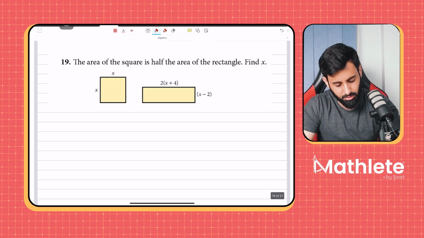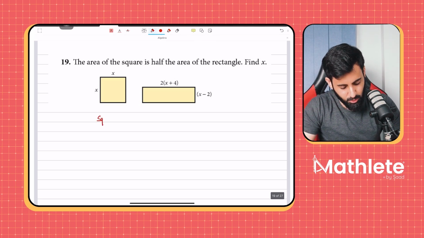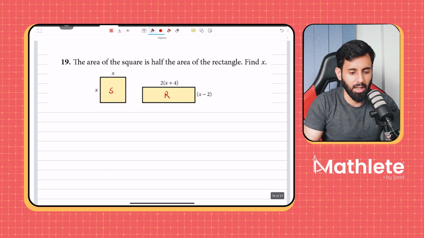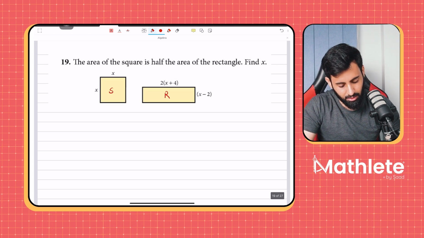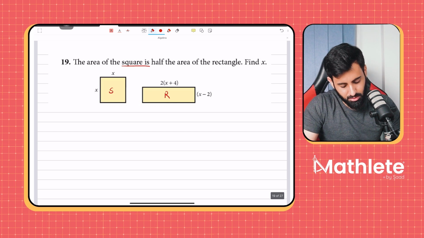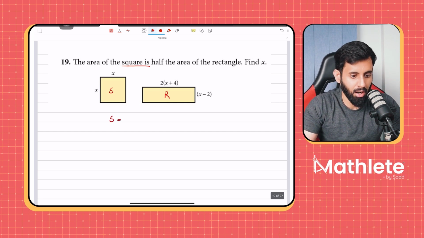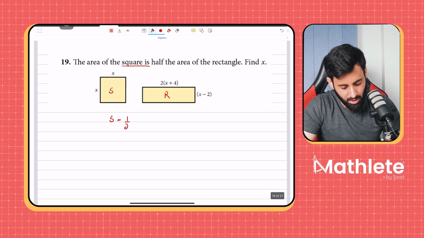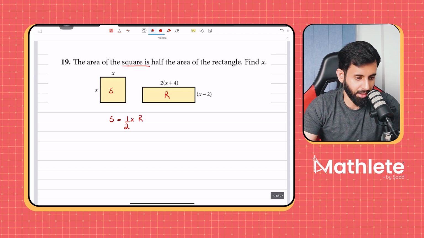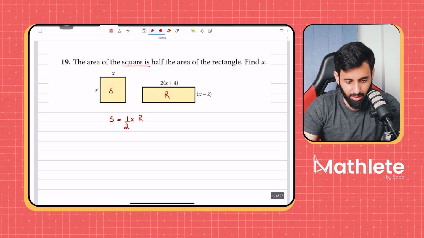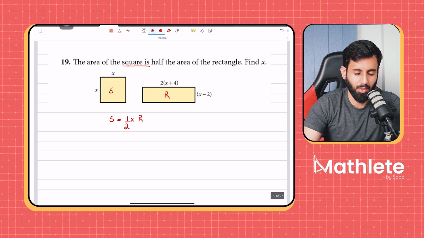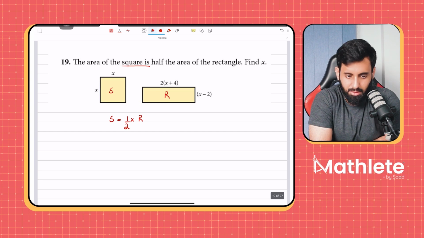Area of square. Okay, area of square means square. Let's say the area of the square is S, and let's say the area of the rectangle is R. That way I don't have to write the word square and I don't have to write the word rectangle. So area of the square is half the area of the rectangle. Okay, does this make sense? Is this correct? Yes or no? What do you think? Yep, it is correct. Nothing wrong with this.